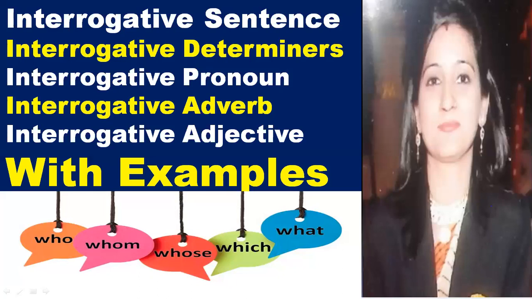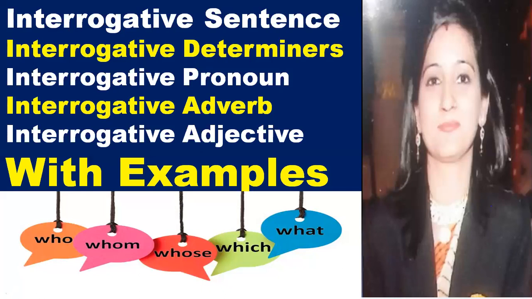And in this video, I will tell you the types of interrogative sentences. Sometimes you use interrogative sentences in the case of determiners, and second, interrogative in the case of pronouns, interrogative adverbs, and interrogative adjectives also. So these are the types in which we always use interrogative sentences.